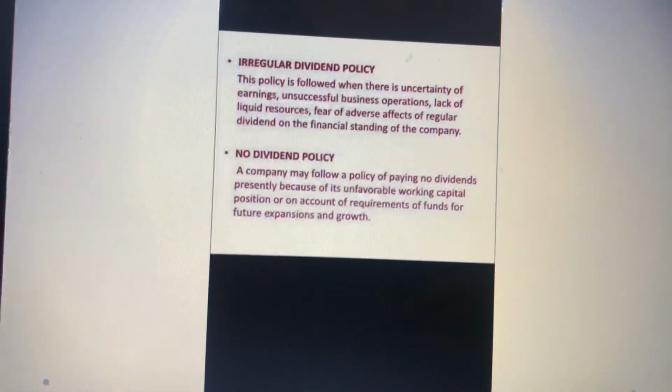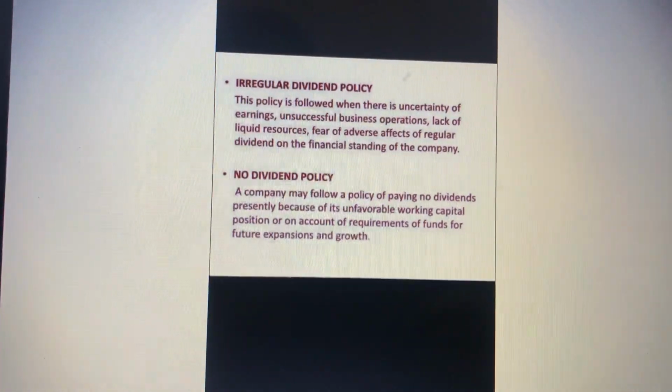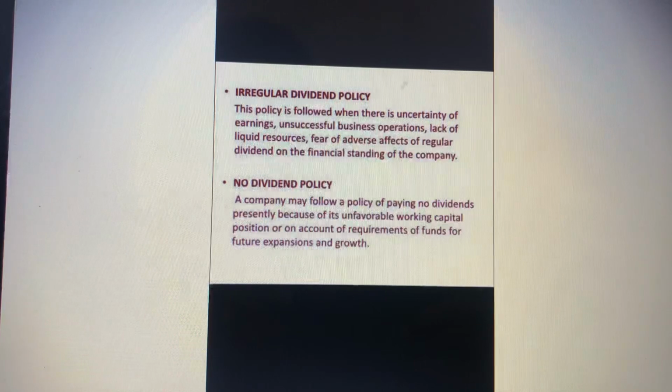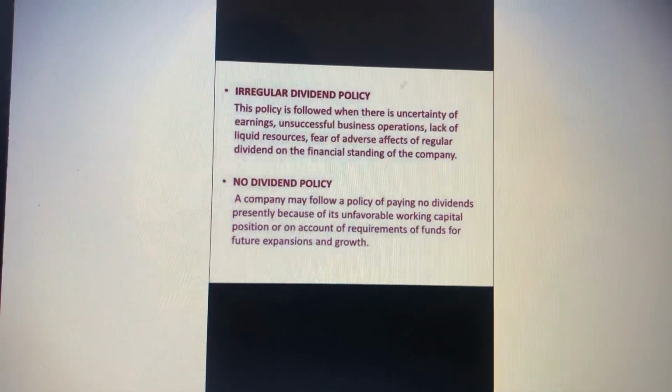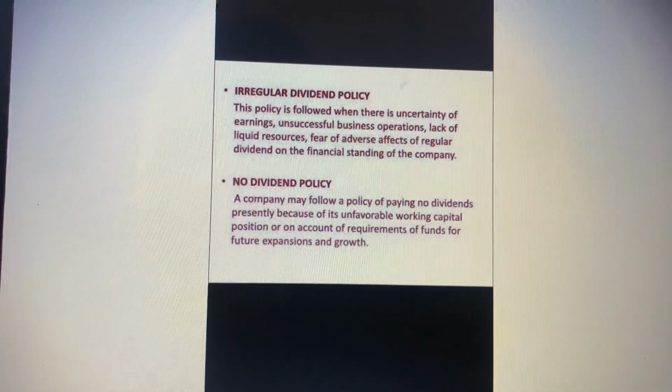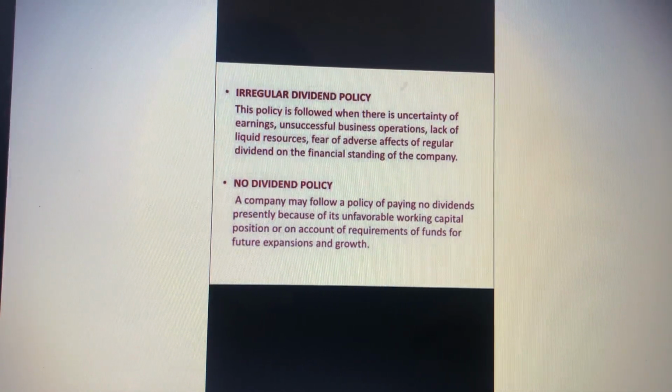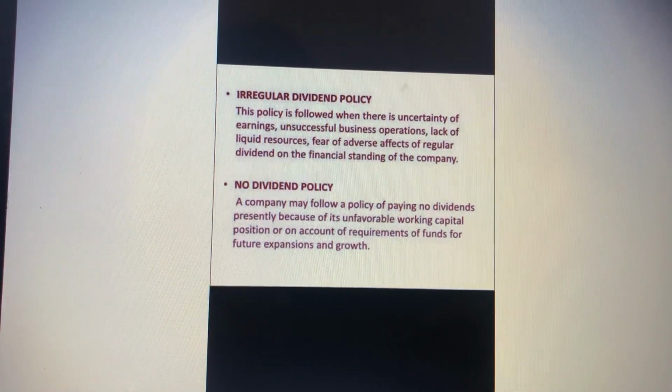It is just the opposite of the conservative dividend policy. Under it, a large part of the profits is distributed among the shareholders and a high payout ratio is followed. Such a dividend policy improves the goodwill of the company and it may also help in maximizing the market value of its shares.